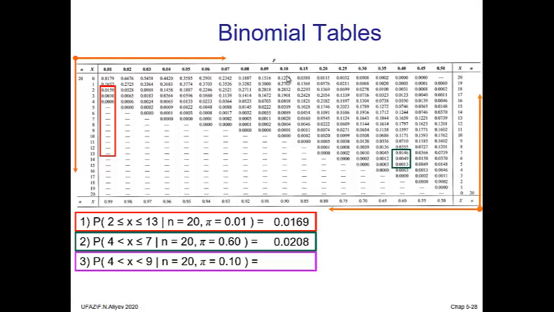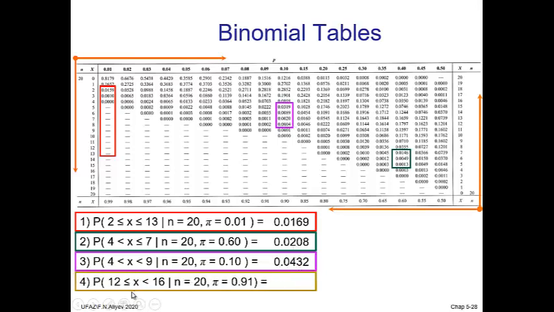Between, included, 5 and 8. 5, you see, and 8, you see. Okay, if you add up these numbers, you will obtain this. And the last one, 12 included, 16 not included. We should start from 12 and go till 15, 15 also included. 0.91 here, start from 12, 12 here, and end up with 15. If you add them up, you will obtain this answer. That's all about double inequalities for the binomial distribution.